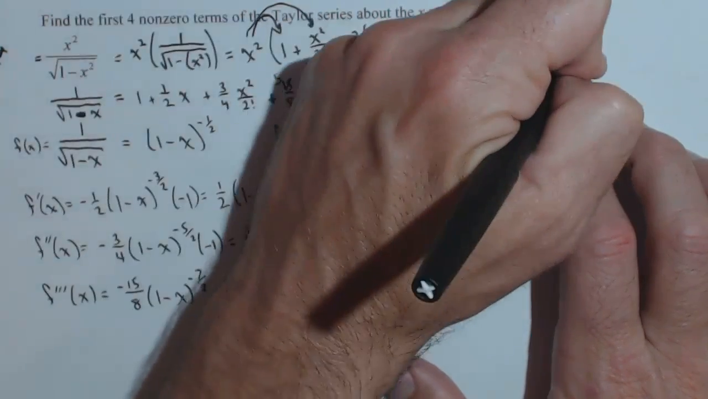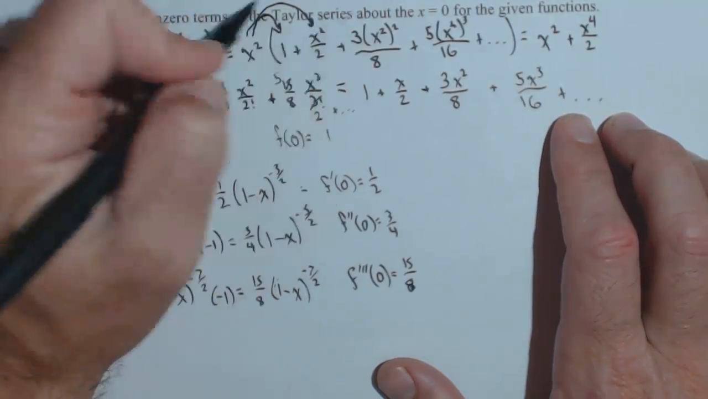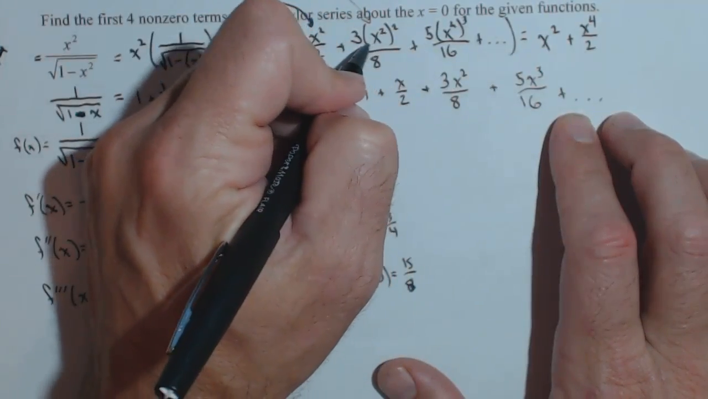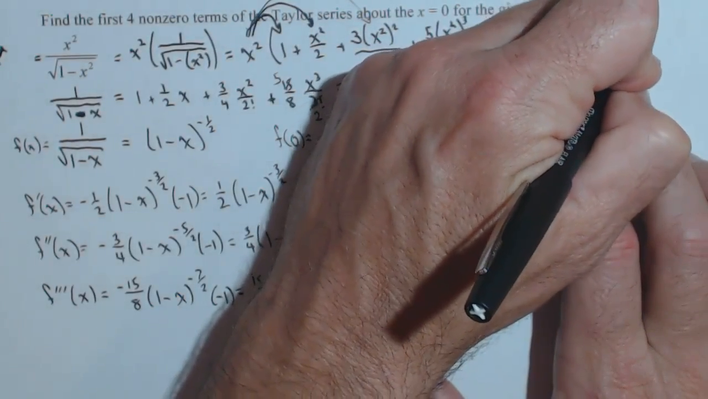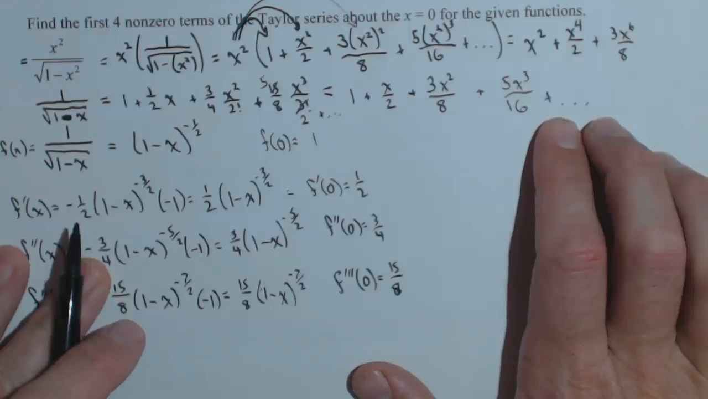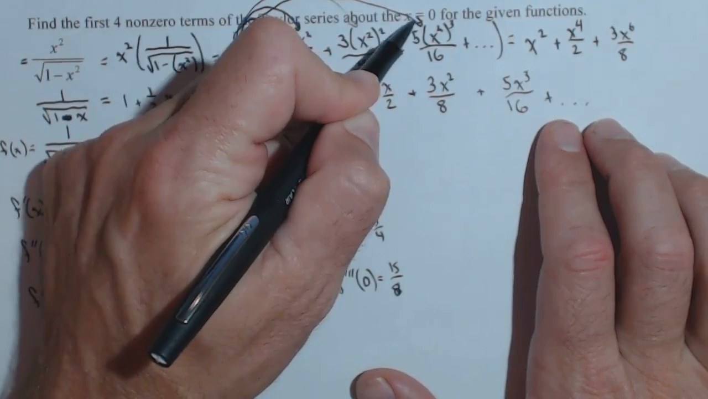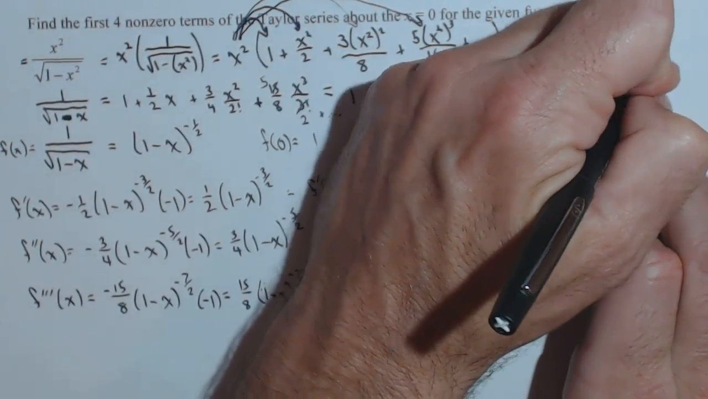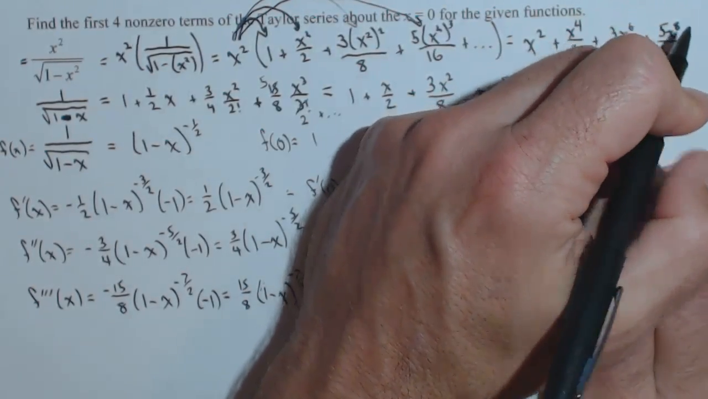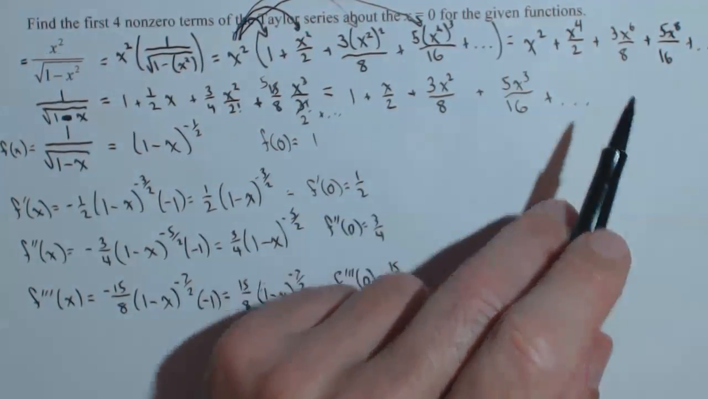Here, x squared times x squared is x to the 4th, so I get x to the 4th over 2. Here, x squared squared is x to the 4th, times another x squared is x to the 6th, so I end up with 3x to the 6th over 8. And finally, x squared cubed is x to the 6th, times another x squared is x to the 8th, so I get plus 5x to the 8th over 16. And then we have these other terms that we don't need to find for this problem. So there's our first four non-zero terms.